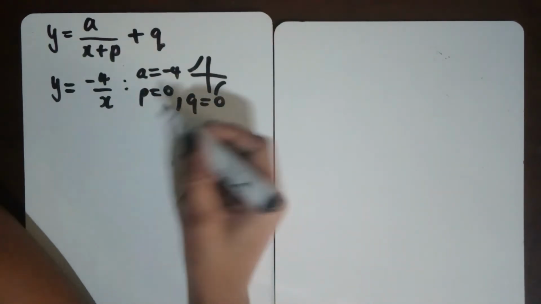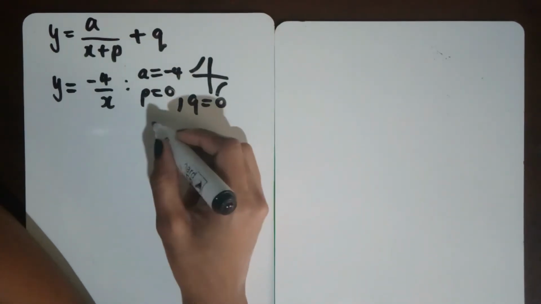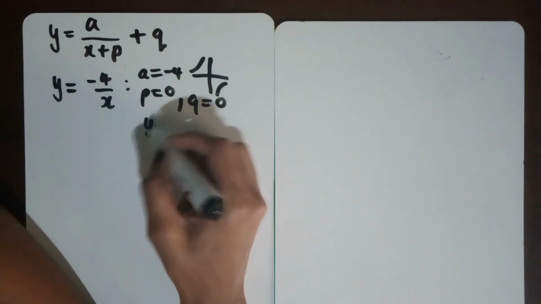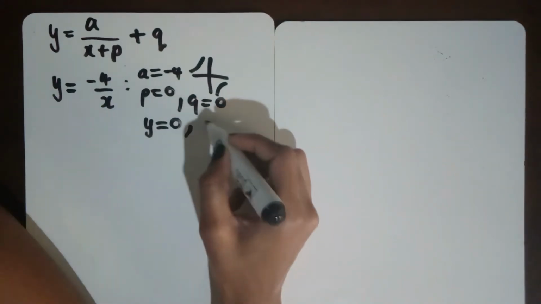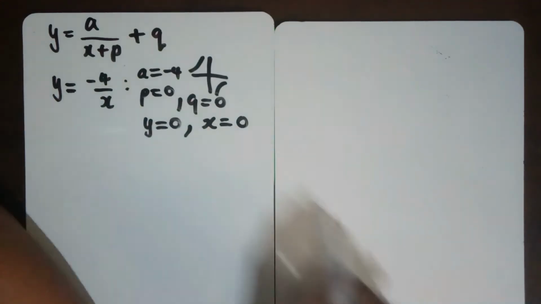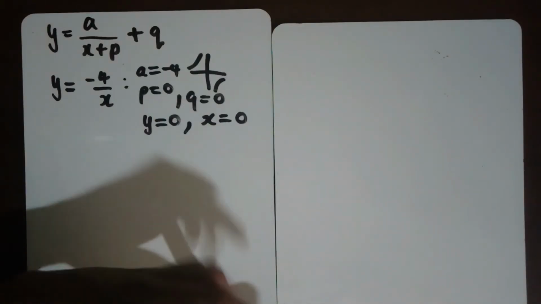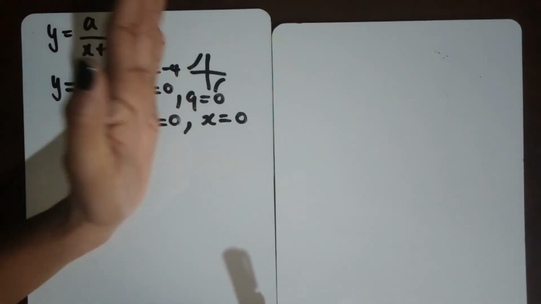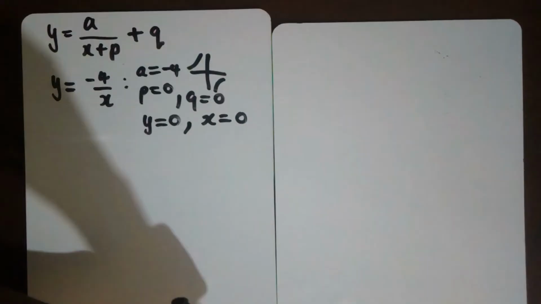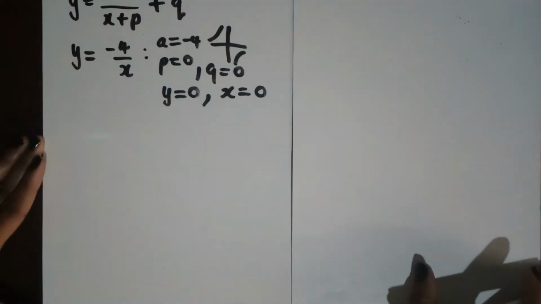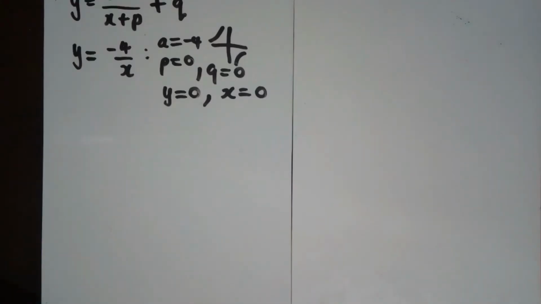What this means is that our vertical asymptote is just going to be at x equals 0, and our horizontal asymptote is going to be y equals 0, right? So the y-axis will serve as our vertical asymptote, and the x-axis will serve as our horizontal asymptote, right? Cool.